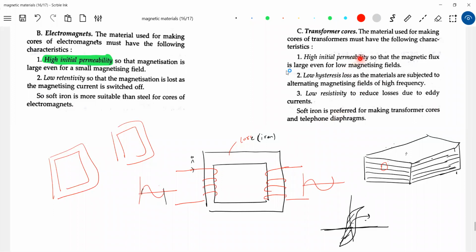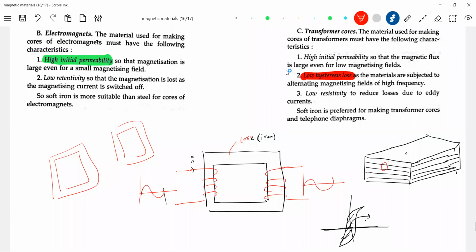High initial permeability. Why? Because more flux will link. No? So of all the transformer, this is given the priority. I'm just shading that particular thing. So therefore, the core of a transformer is made up of iron because the hysteresis losses in iron are less compared to steel. Okay, got this: permanent magnet, electromagnet, and the hysteresis losses in transformer cores.